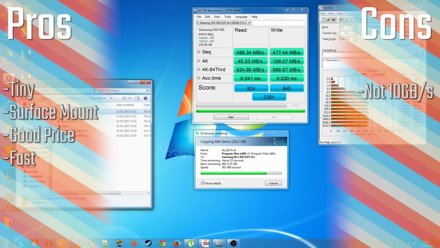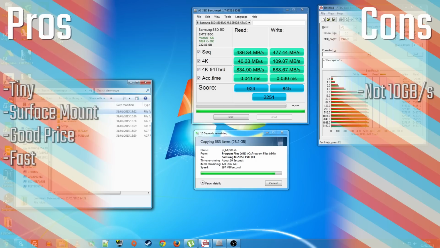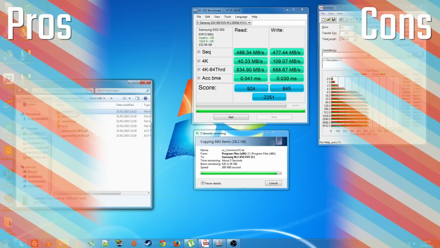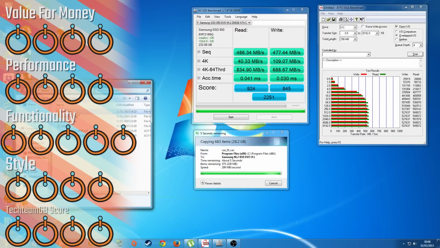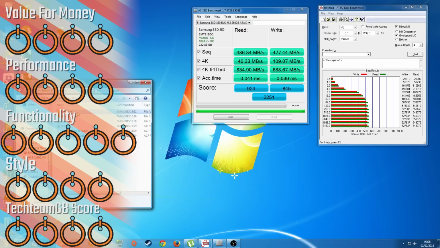Realistically, the only con of this is that it isn't the 10 gigabit per second that I was hoping for. With M.2, that's why you kind of buy an M.2 SSD, but be sure that, let's face it, whatever the next drive is called, probably the 860 EVO, is going to be the full PCI, 10 gigabit per second.